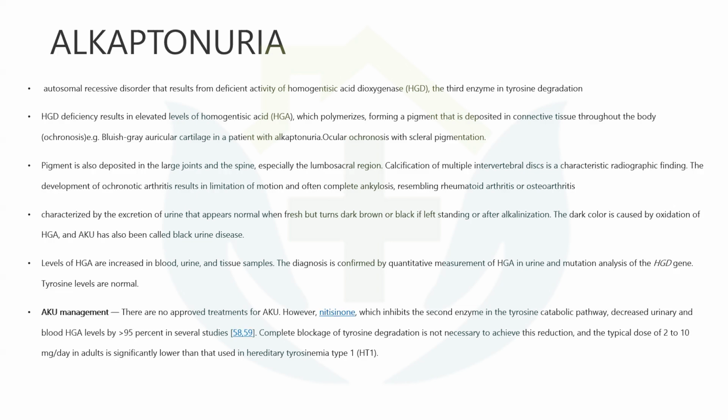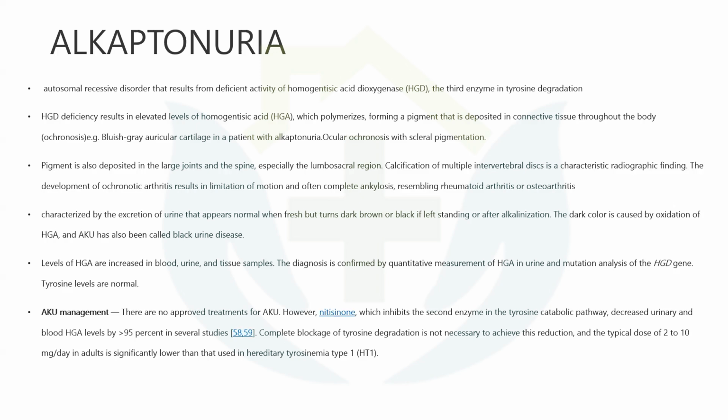Now, how does it look in the urine? Freshly passed, it is normal urine. But when you keep it for some time, the urine becomes dark brown or black, because the homogentisic acid is oxidized and turns black. So it is also called black urine disease. The level of homogentisic acid in the blood, urine, and tissue samples is basically the diagnosis.